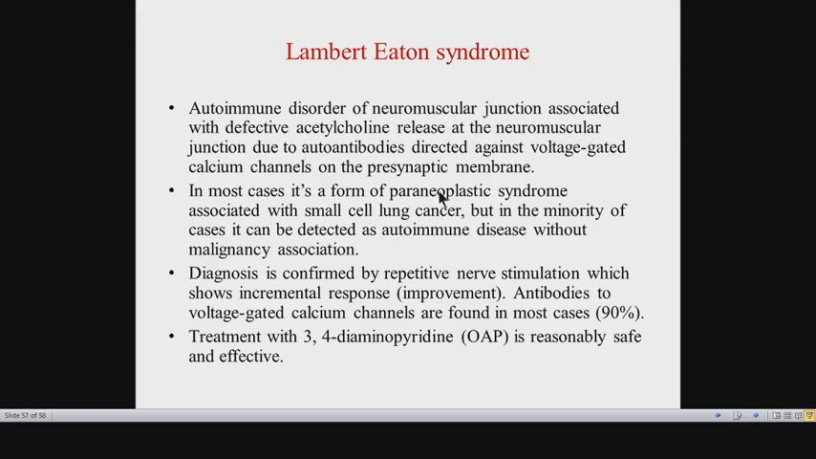طيب الكلينيكال فيتشرز هي لامبرت ايتون ممكن تكون تشبه الفيتشرز بتاعت المايسينيا جرافيس to some extent. Here also there is weakness وفاتيج، والويكنس دايما بيكون برضه في البروكسيمال ماسلز. لكن here البروكسيمال ماسلز الانفولفد دايما بيكون اللور ليمز بروكسيمال ماسلز. في المايسينيا جرافيس قلنا دايما الأبر ليمز بروكسيمال ماسلز، لكن هنا في LES more commonly it affects the proximal muscles in the lower limbs. ده أول فرق.